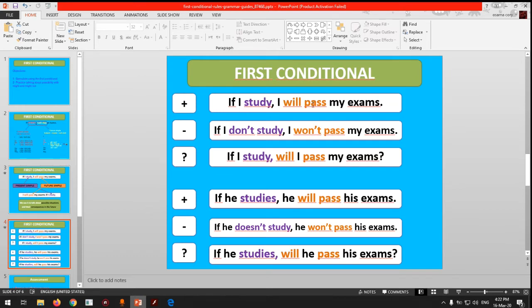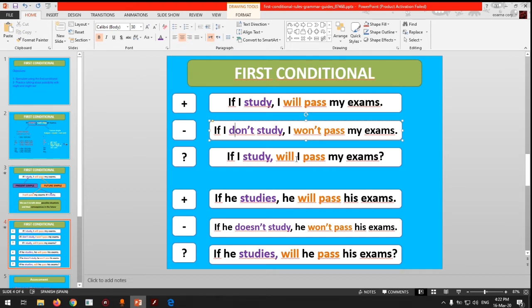Here, if I study, I will pass my exam. We already engaged this sentence. In negative form, if I don't study, I won't pass my exam. So will in the negative is won't. And if you want a negative in the present simple, we look at the subject, like I takes don't.